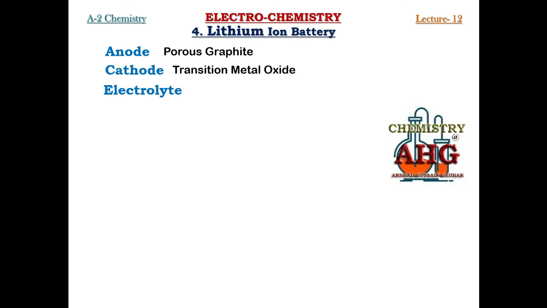Any transition metal can be used, but most commonly we use cobalt oxide as the cathode. Both anode and cathode are coated with a lithium metal layer. This lithium metal layer undergoes oxidation and reduction during the process of producing electrical energy.